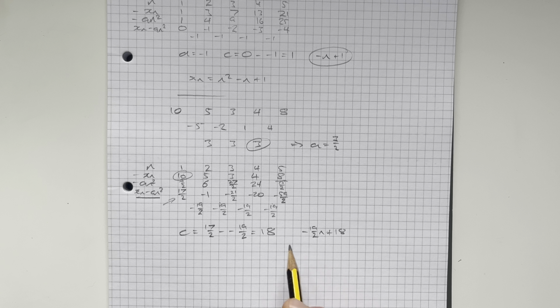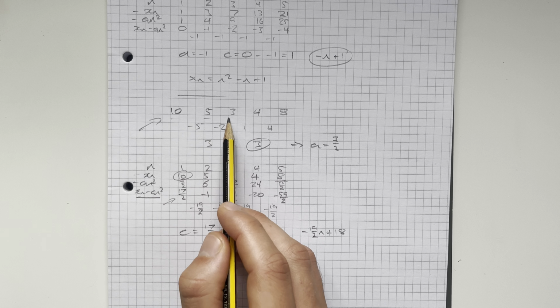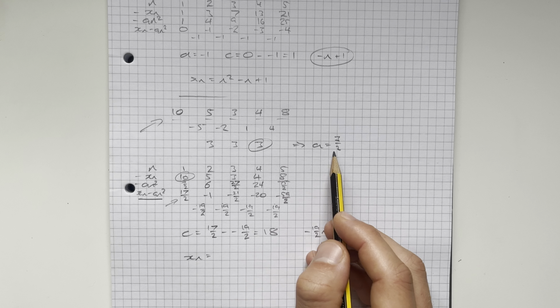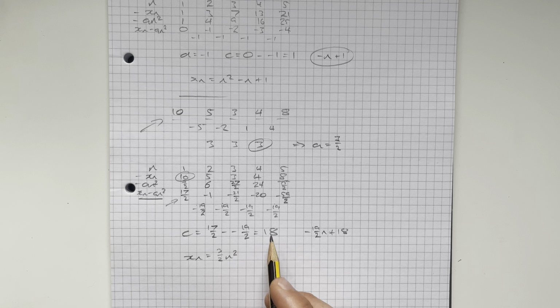So looking at the nth term in total then, for the original sequence we were given, which was this one up here, the 10, 5, 3, 4 and 8, we have that xn is equal to an squared, so 3 over 2 n squared, minus 19 over 2 n plus 18. Beautiful.